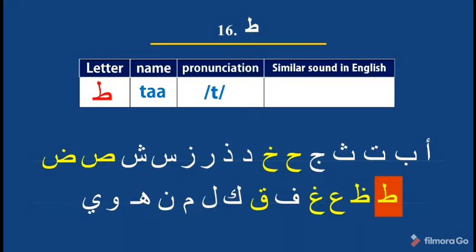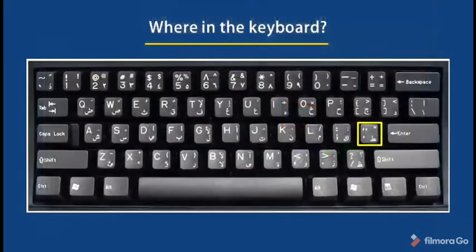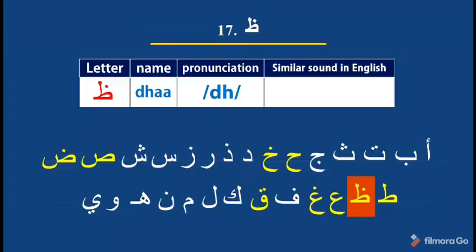And ta also has no equivalent in English. It is a little bit harder than t. It is ta, not t. Ta is made by the tip of the tongue, while ta is a little bit to the back. Ta is dental, where the tip of the tongue touches the gums of upper two front teeth. Please try to pronounce it. Ta, ta, ta. Ta is found with the quotation mark.